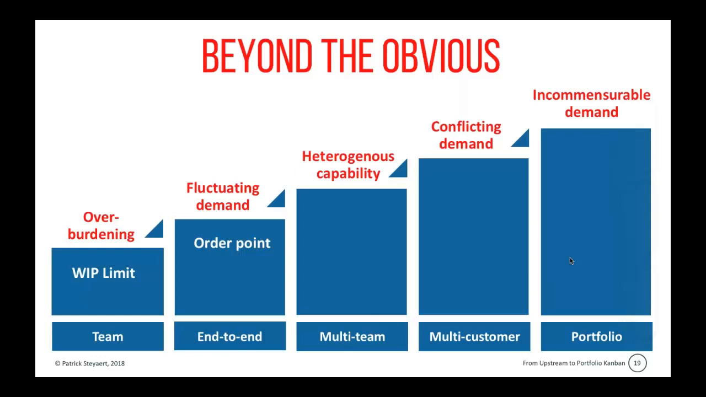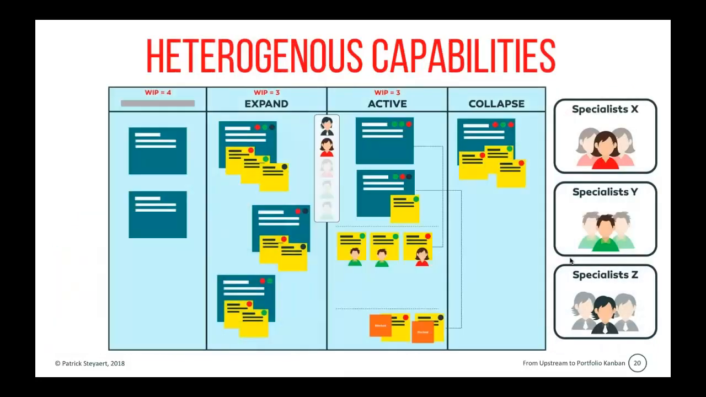There's a couple more challenges. Let's continue with heterogeneous capability. Heterogeneous capability is encountered when we have multiple teams that have different competencies that are not overlapping or not compatible, where people cannot take over the work of other people. Hardware, software, front end, back end, all kinds of examples can be imagined.